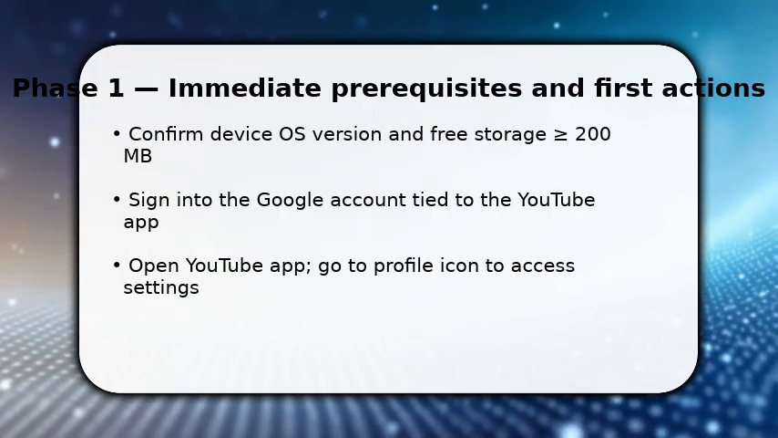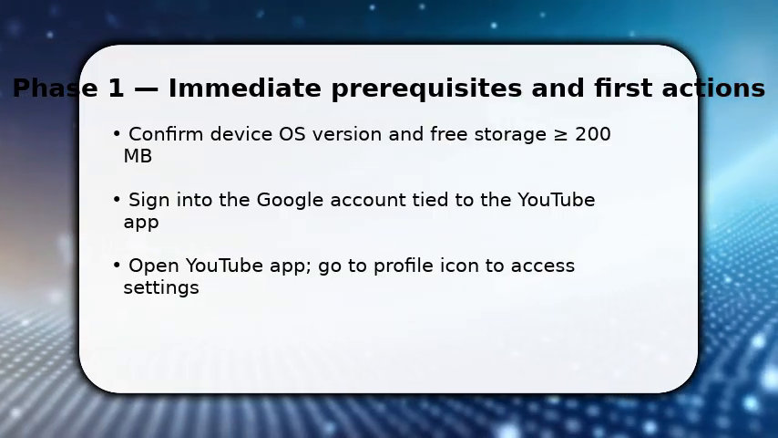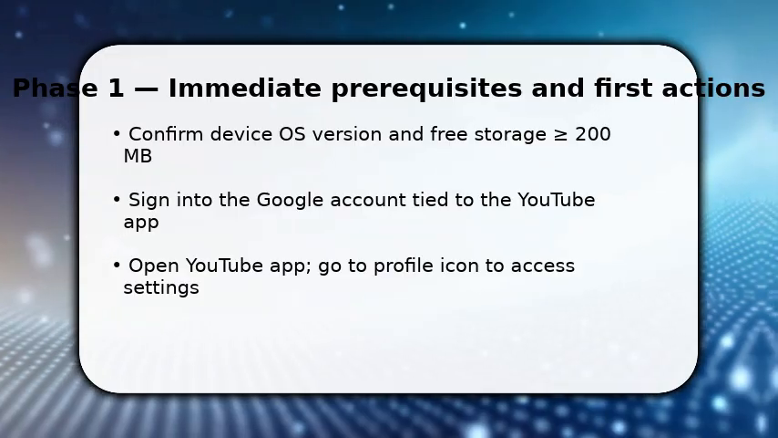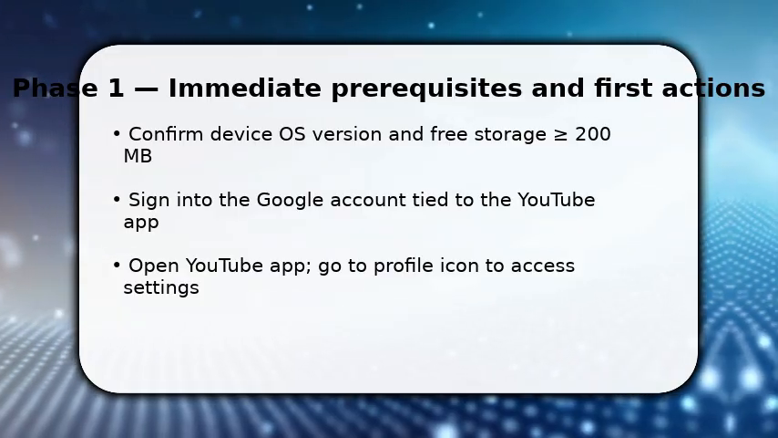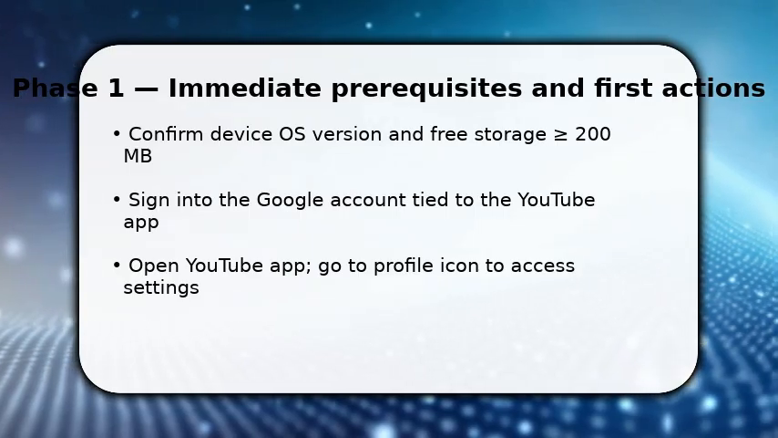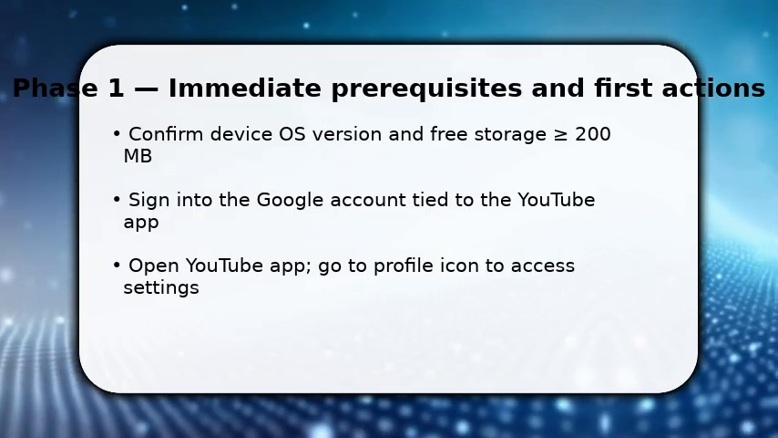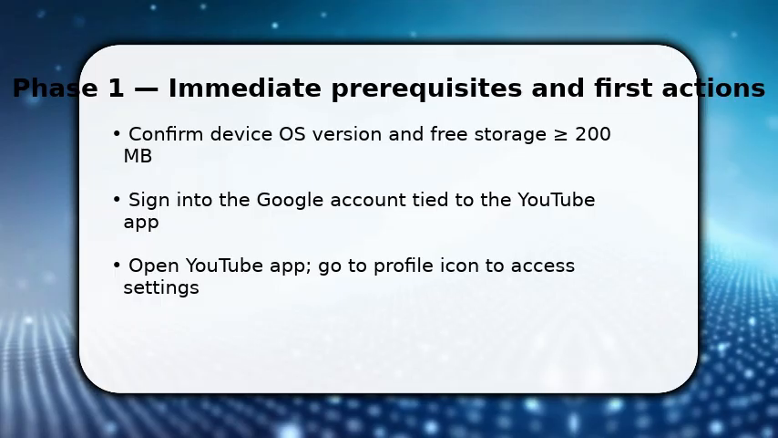You start by confirming your device OS and storage. This avoids interrupted updates. Once done, sign into the Google account linked to YouTube so settings sync properly. Now open the YouTube app and tap your profile icon in the top right to get to settings. Make sure you have a Wi-Fi connection or enough mobile data.